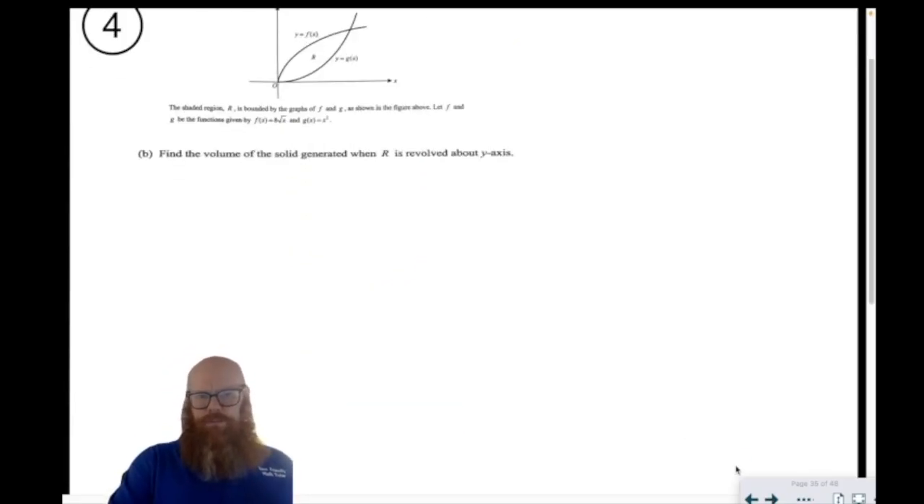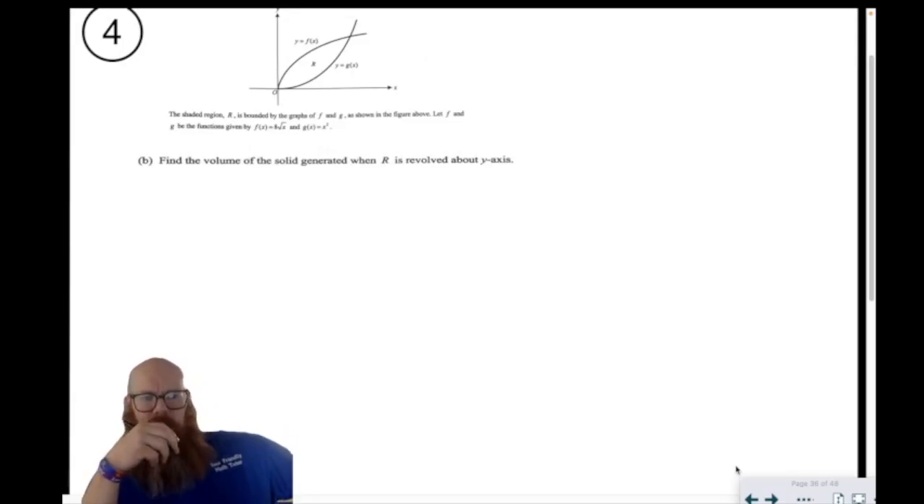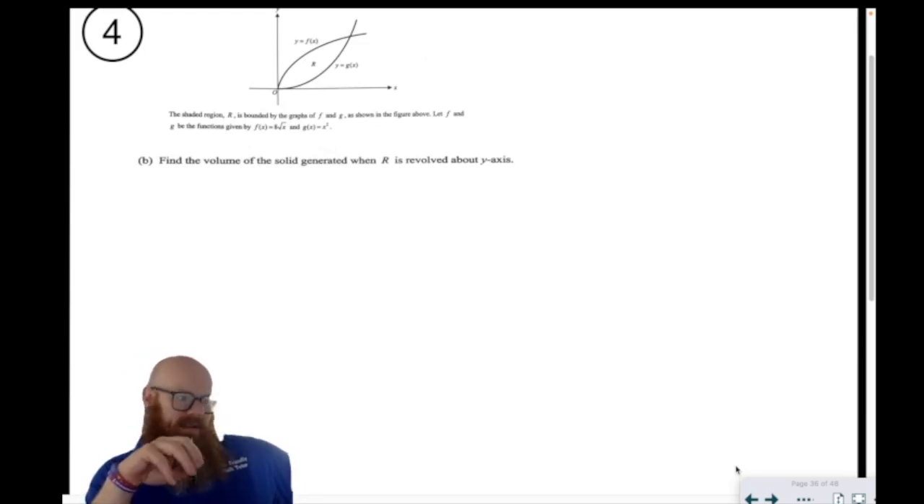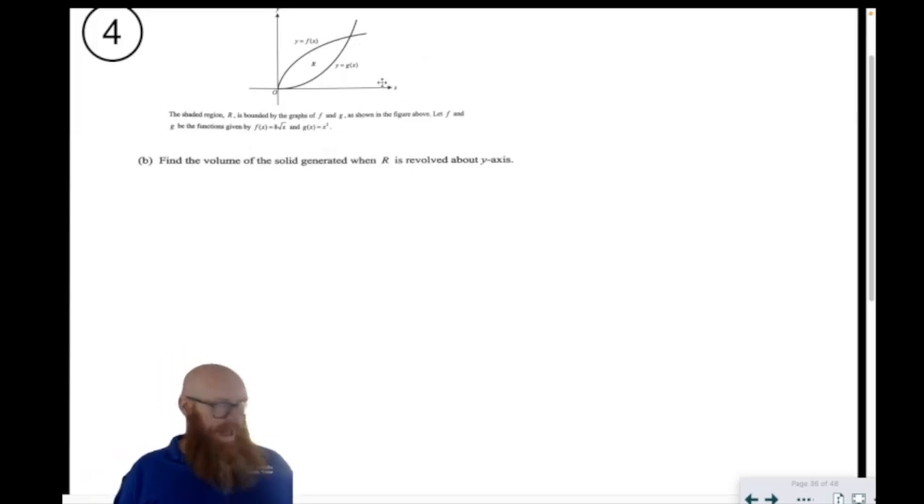Now we move on to part B. What we want is the volume of the solid generated when it is revolved about the y-axis. Okay, this is pretty tough. So revolved about the y-axis, I want to look at it like this. So I'm going to be moving it like that.